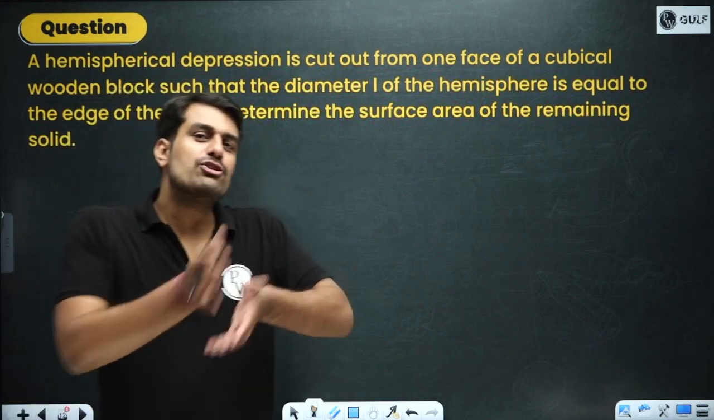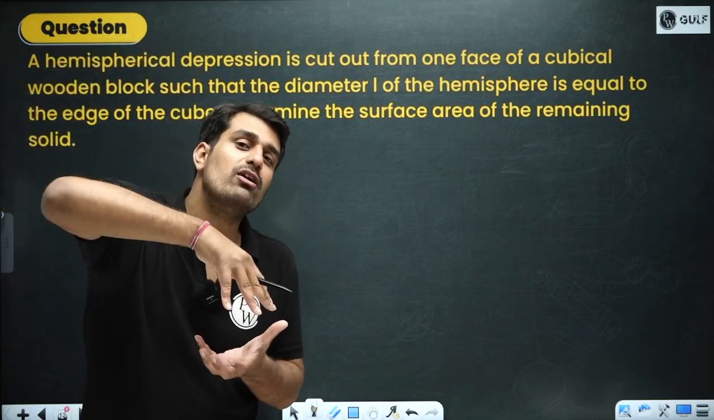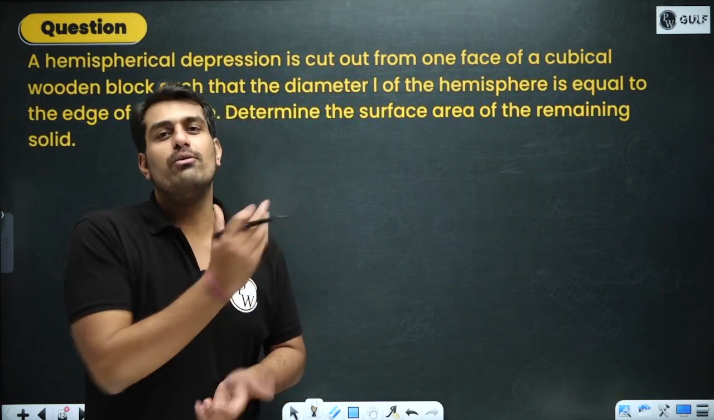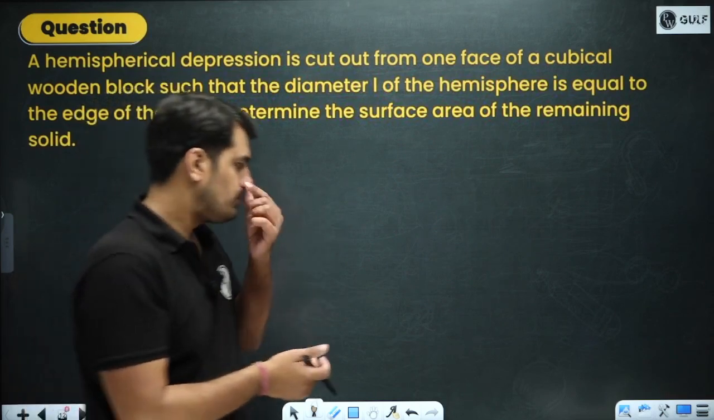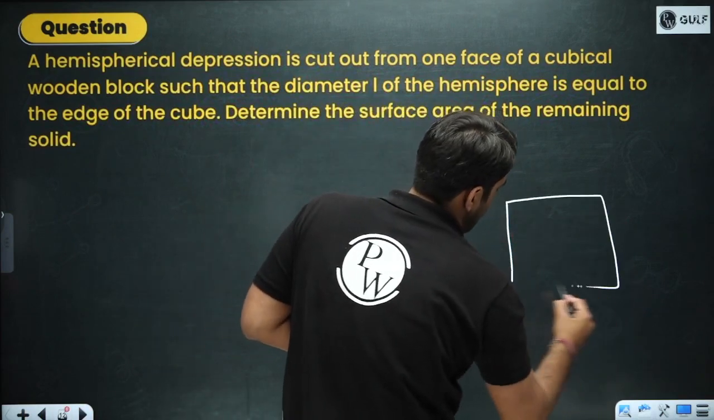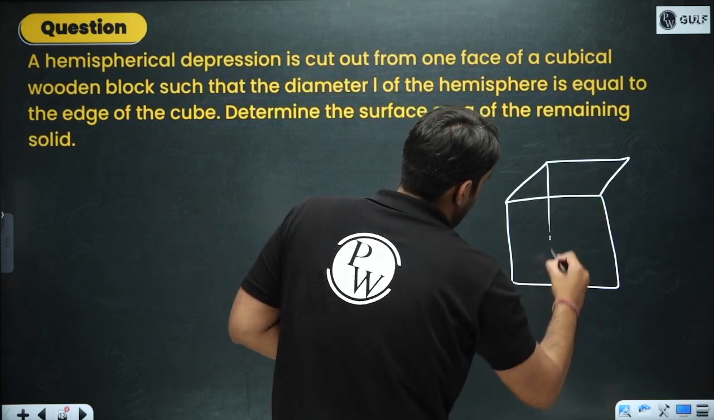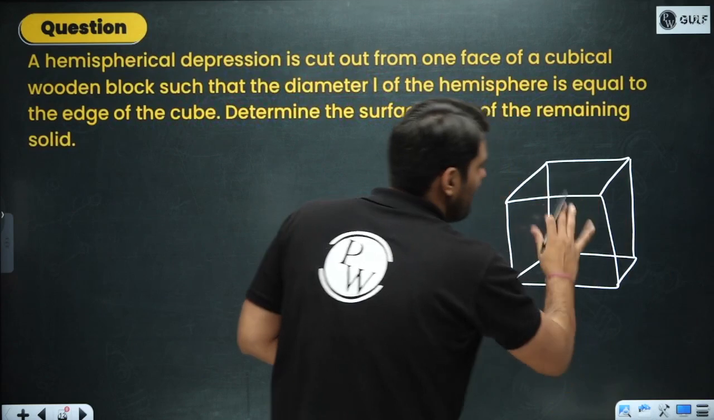This is the exact opposite of what we have done in the previous question. So over there, a hemisphere was mounted on a cubical body. Over here, a hemisphere has been cut out of a cubical body. So a depression is created inside a cubical body. How will it look? Something of this sort. We are having a cube.